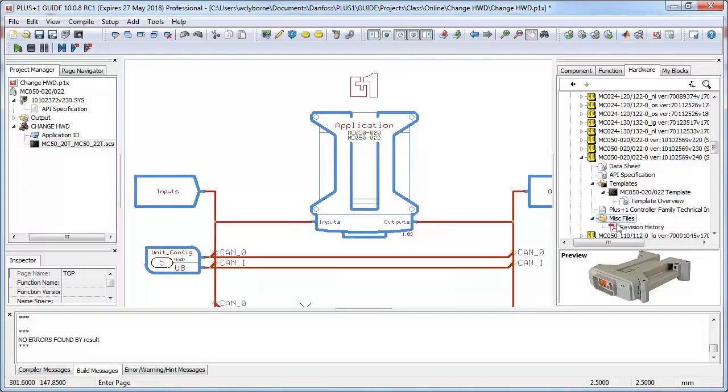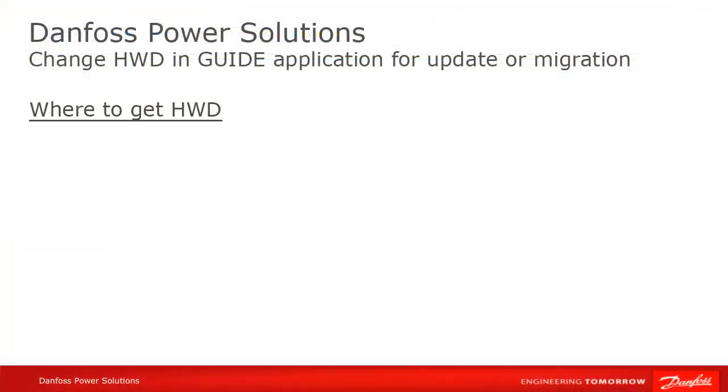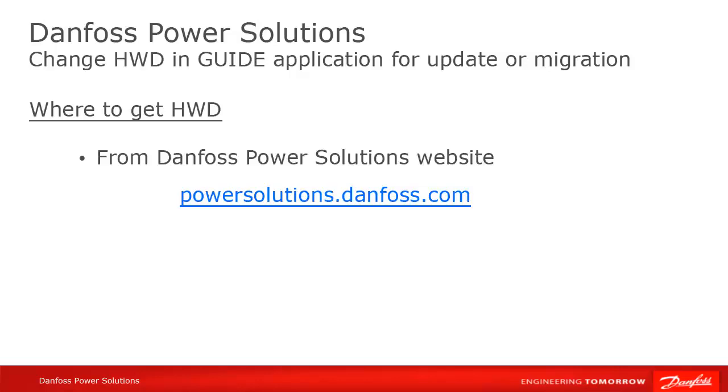So let's say you're experiencing a problem with your application and you call the help desk. They tell you that your problem is a known issue that was corrected in the latest HWD version. They ask you to update the HWD in your application. How do you do that, you ask yourself? Well, it's extremely easy, and the first thing you have to do is get the HWD to your computer. You can do this in two ways. The first way is by going to our website, finding the device you're interested in, and downloading the HWD.